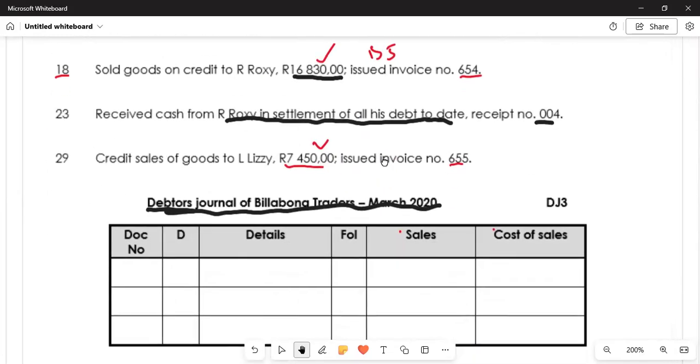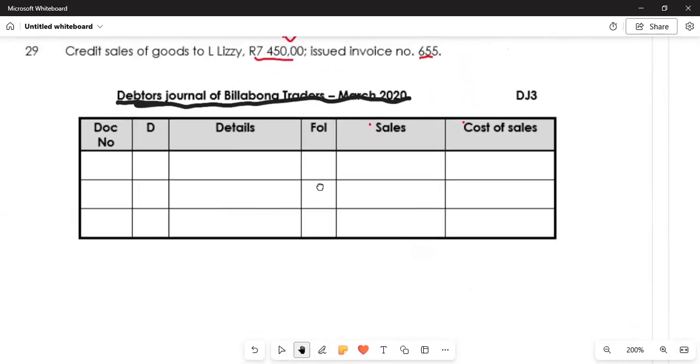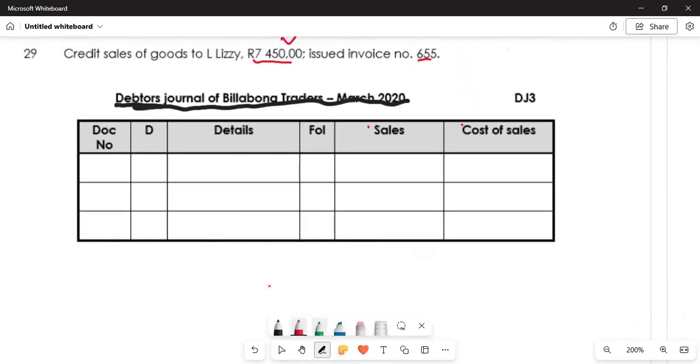Without wasting much time, we are going to record them. Remember, the document number is very important, so make sure that you always indicate it. For Roxy, we know our document number is 654. And the date is the 8th. Then the details: we are going to have the name of the debtor.